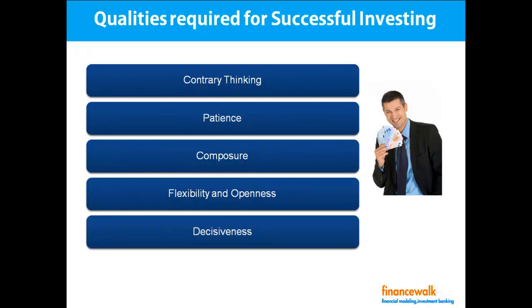The fifth quality is decisiveness. So what is decisiveness? Not reaching conclusions on the basis of inadequate premises. As we mentioned in the composure point, rely more on data analysis, research, and your own judgment than on inadequate information or on other people's tips. That's quite dangerous. So these are the qualities required for successful investing, so keep them in mind.